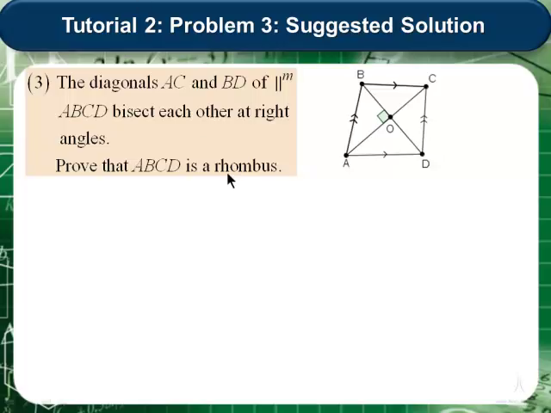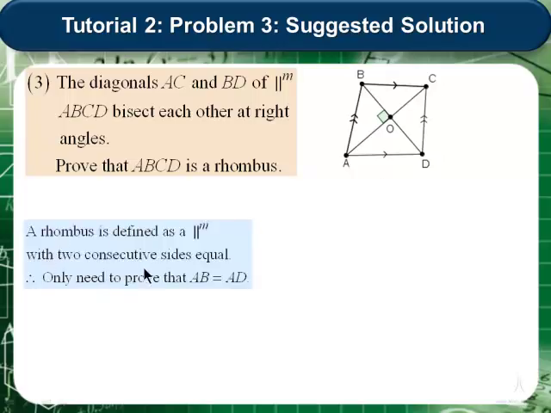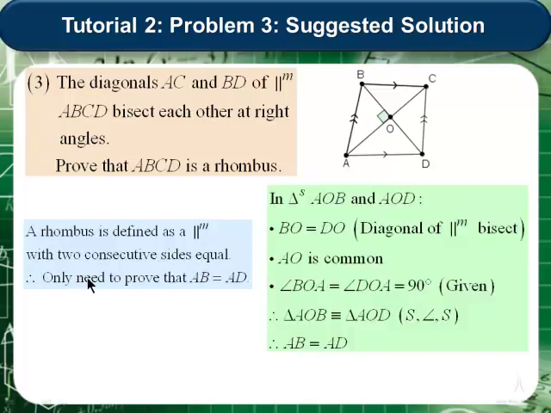Now, according to the definition, a rhombus is a parallelogram where two adjacent sides or consecutive sides are equal. We already know it's a parallelogram, so all we need to do to prove that this quadrilateral is a rhombus is to prove that two consecutive sides must be equal. So it will be sufficient if we can prove that AB is equal to AD. And to do that, we compare triangle AOB with triangle AOD.